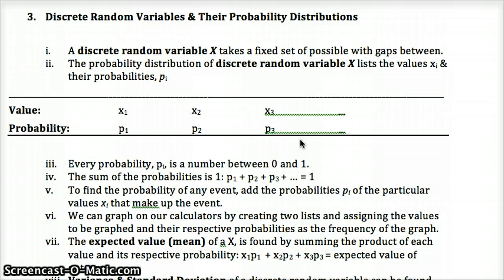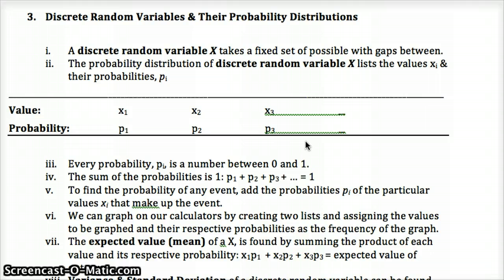We can graph on our calculators by creating two lists. L1 would be the value, L2 would be the probabilities of the values, and then we can graph the histogram with the probabilities being the frequency. So at the beginning of the year, I told you not to worry about the frequency. We'll use that later on in the year, and here we are. The probabilities would be the frequency, meaning how often we'd expect that certain value to appear, or the frequency with which we'd expect to see each value occur.